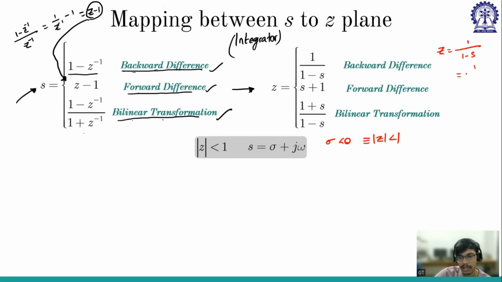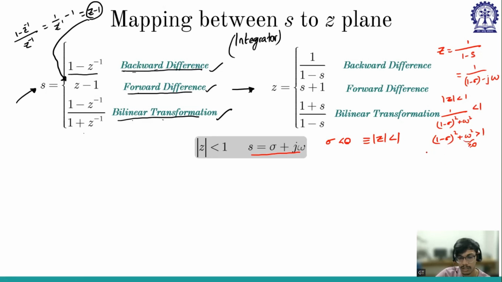Say S is 1 by 1 minus sigma minus j omega. So I have substituted S equal to sigma plus j omega. Now, if mod Z is less than 1, I'll have 1 by the square root of 1 minus sigma whole square plus omega square is less than 1, right? So 1 minus sigma whole square plus omega square is greater than 1. So now this is greater than or equal to 0.